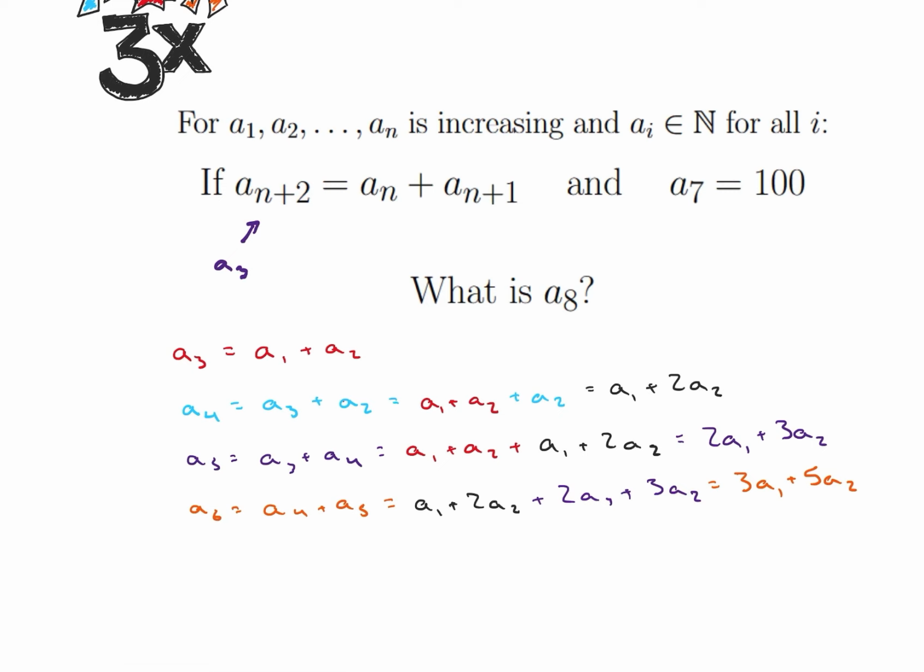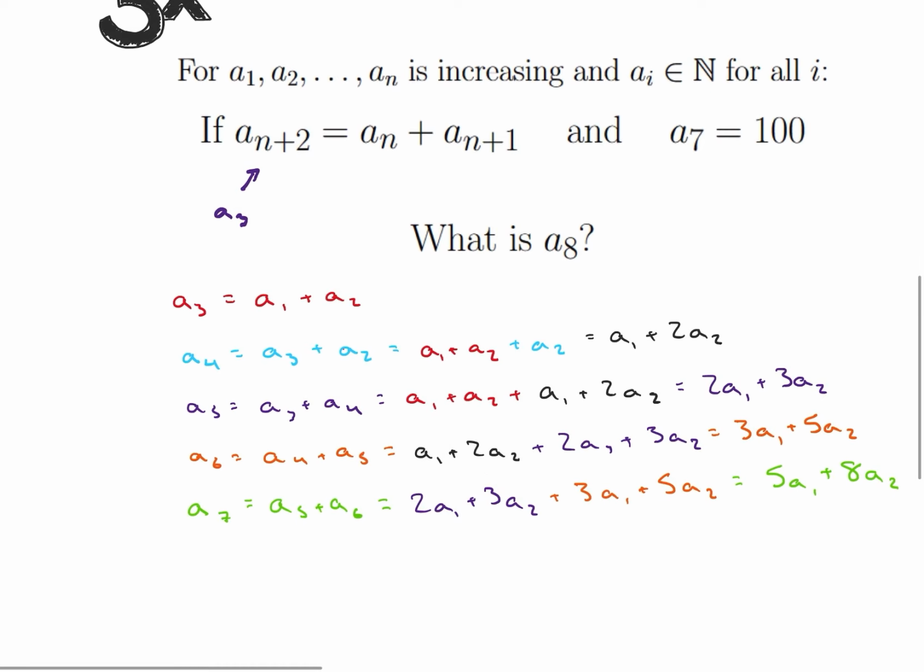And now I can see that a sub 7, which is what we started off with, we know that that's equal to 100, is going to be a sub 5 plus a sub 6, which is going to be 2 a sub 1 plus 3 a sub 2, plus 3 a sub 1 plus 5 a sub 2, which is going to end up being 5 a sub 1 plus 8 a sub 2. So I know that 5 a sub 1 plus 8 a sub 2 is equal to 100.